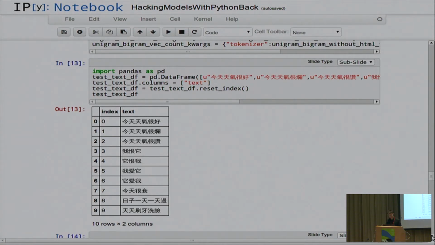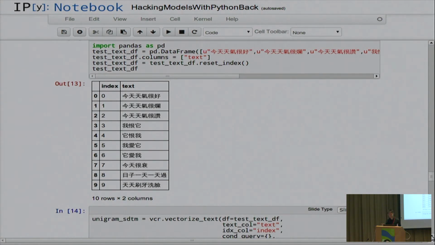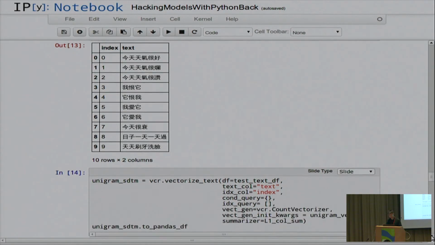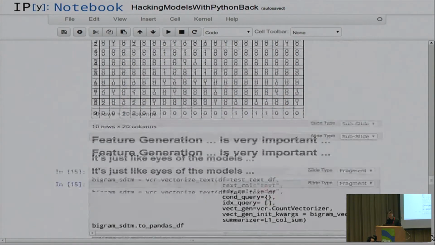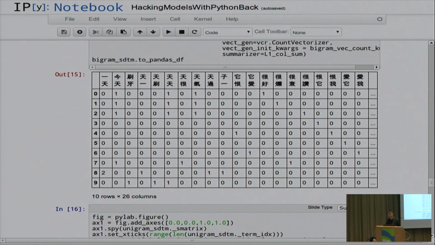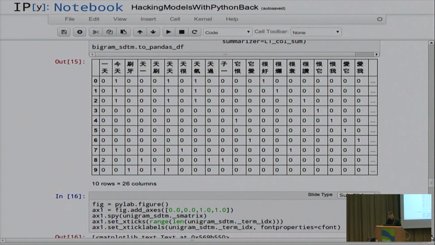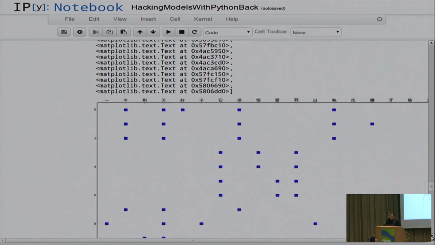And in Chinese, "I hate him" and "he hates me" have the same three words. So if you use the unigram to model this sentence, then they have no difference. So the model will say that they are the same. You can choose another feature like bigram, then they will separate. And this is not talking about the distance.